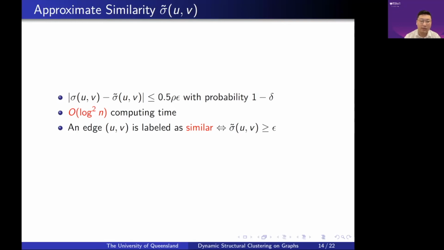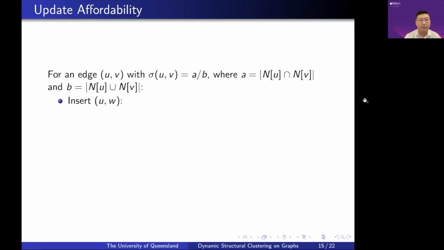The reason is that we still have to maintain the approximate similarity between each pair of vertices to maintain a valid edge labeling in the dynamic scenario, which won't help us to break the O(n) barrier. We still need to take more advantage of the don't care case in the rho-approximate notion. We define update affordability here. For an edge UV with sigma UV equals A over B, here A equals the size of the intersection of two neighborhoods, and B equals the size of the union of these two neighborhoods.